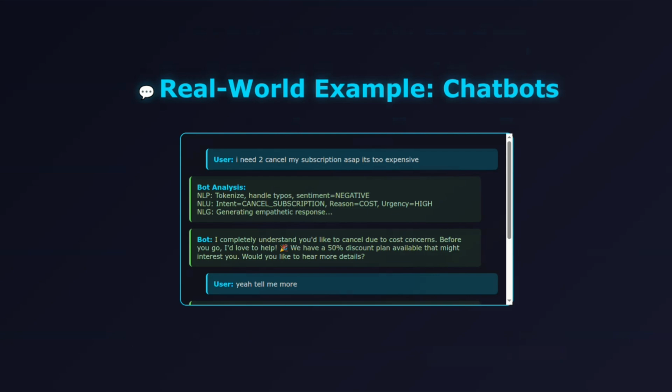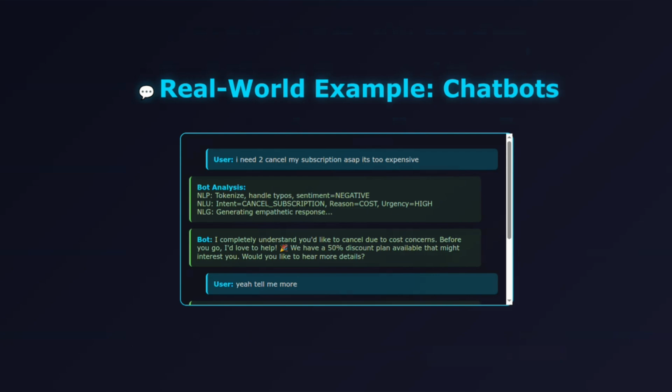NLU takes over. Intent, cancel subscription. Entities, reason, too expensive. Urgency, high. Quantity, subscription. Context, frustrated customer. Confidence, 94%. NLG crafts the response.